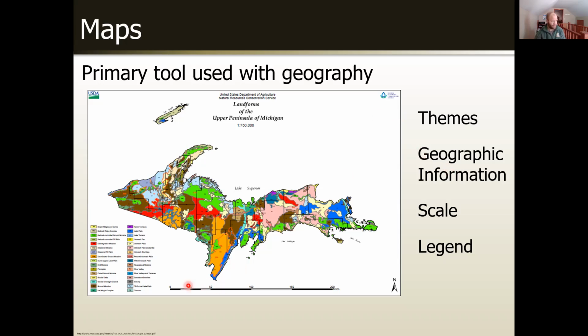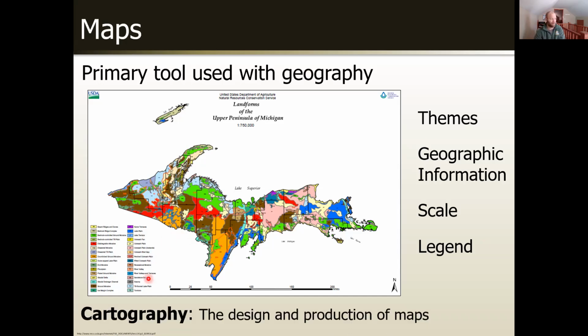It has some geographic information, including a scale to know the representative scale of that map, and then a legend here depicting these polygons, the colors, which are in fact different types of landforms, mostly deposited by glaciers. Okay, I'm not going to go further into this map. It is one of my favorite maps.